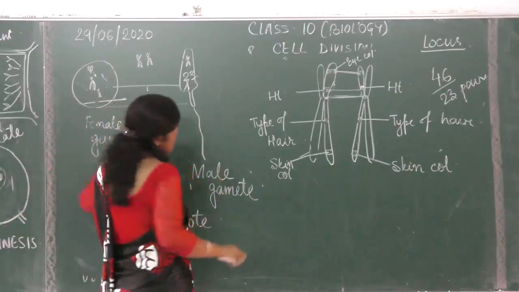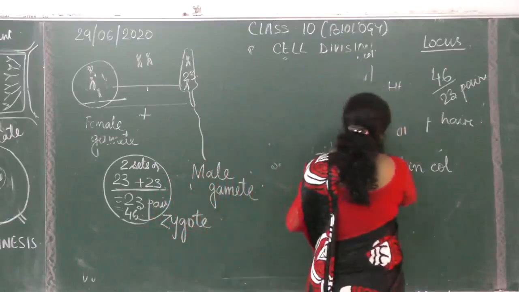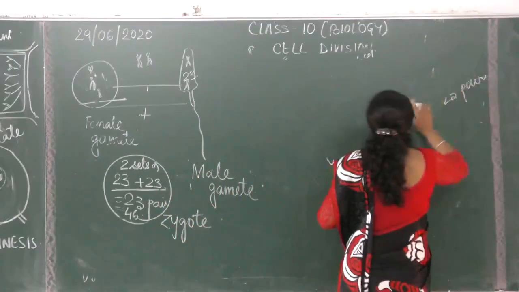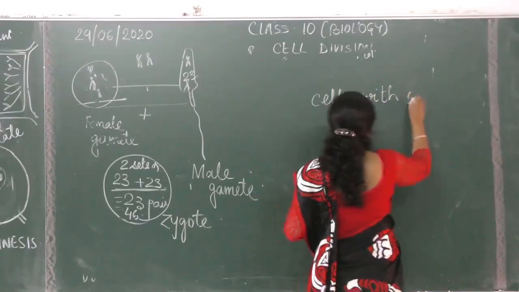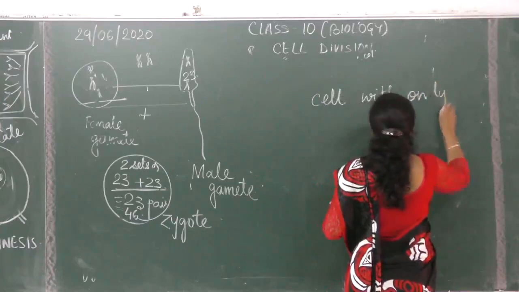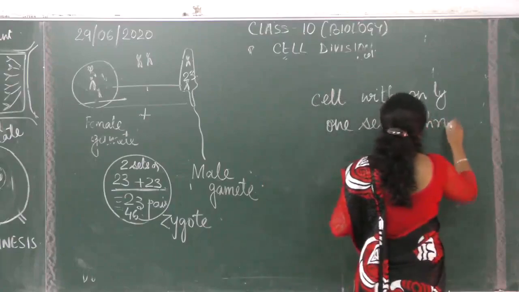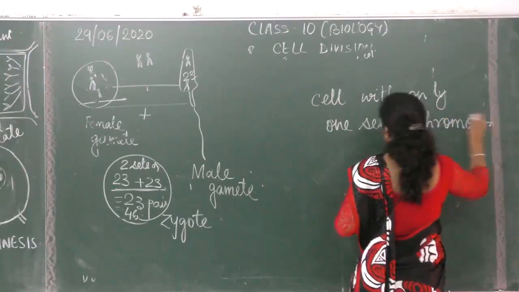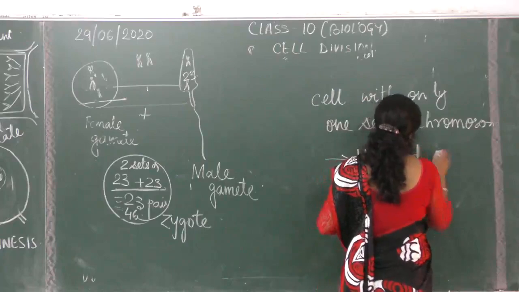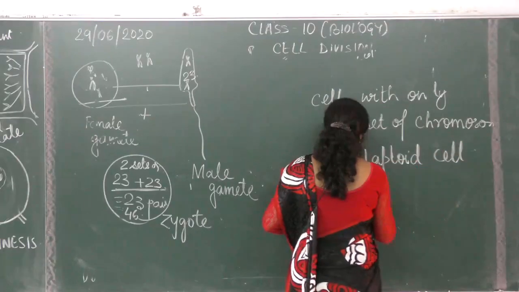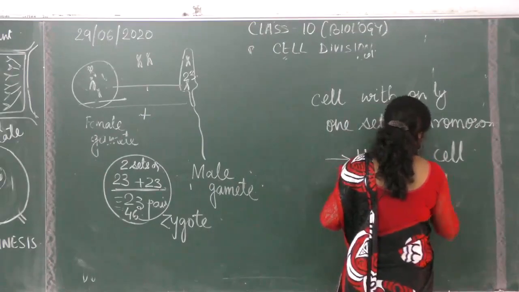Is it all right? I'll just use two terms and then we will stop with this topic today. The cell with only one set of chromosomes is known as a haploid cell. Haploid cells are only gametes, sperm and ovum. All right?